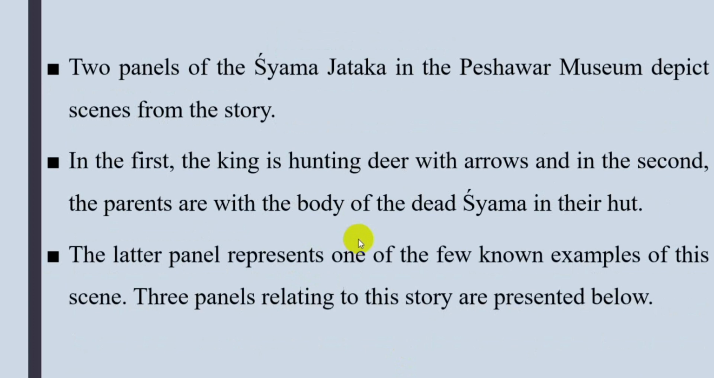Two panels of the Shiyama Jataka in the Peshawar Museum depict this scene. In the first, the king is hunting deer with arrows, and in the second, the parents are with the body of the dead Shiyama in the hut. Shiyama was hit instead of the deer, and then he died.